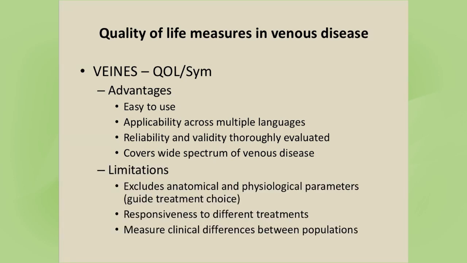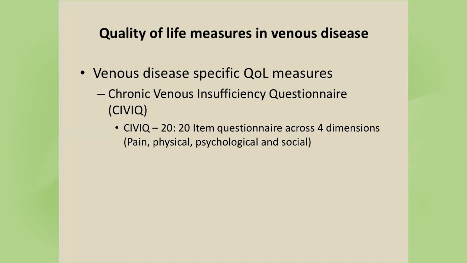As far as limitations go, it excludes anatomical and physiological parameters, and sometimes in venous disease, these actually guide treatment choice. Responsiveness to different treatments, like different interventions on the same patient population, might be difficult to discern using the VEINES instrument. And it also has some limitations with regards to measuring clinical differences between populations when you use multiple populations as part of the study.